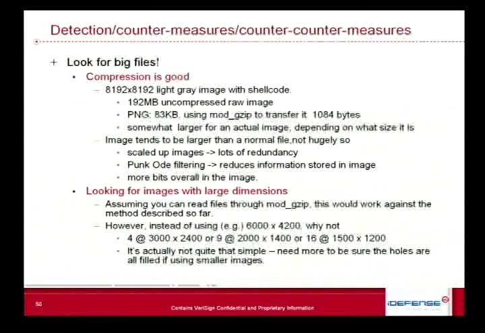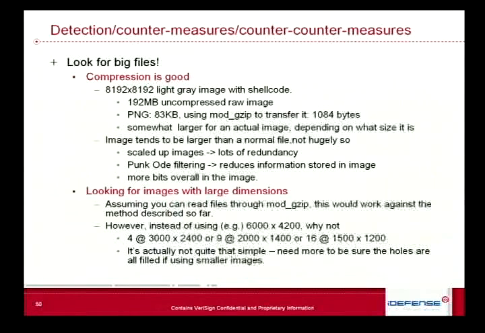I made an 8K by 8K light gray image with shellcode. So it was 192 meg uncompressed. The PNG format of that was 83K. And then when it was transferred using mod-gzip, it was just over 1K. So it's not going to be a large file. However, you're going to have it quite a bit larger with an actual image stored in it. That was probably the most redundant case you could have, so it compressed the best.